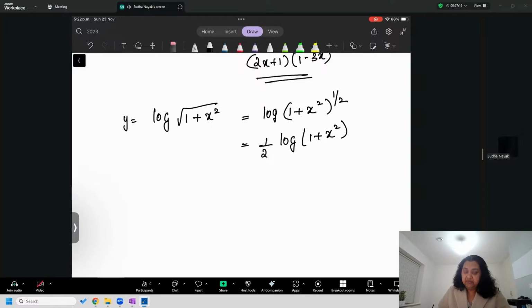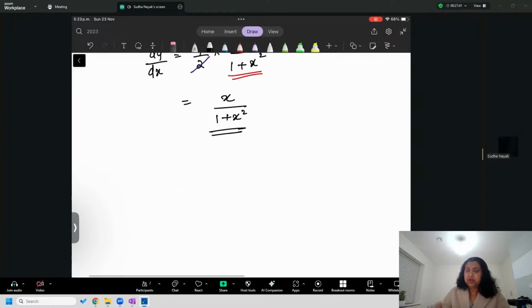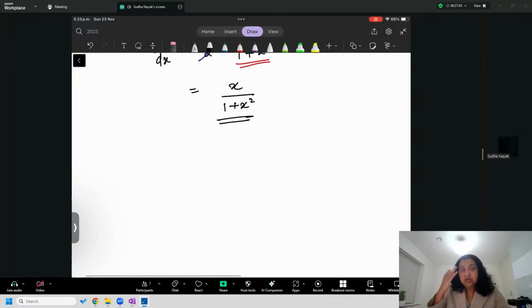And then you do dy by dx, which is equal to 1 over 2. Then the differentiation of log, that will be 1 by 1 plus x square. And then since it is chain rule, you have to differentiate the inside, that will be 2x. Now the 2 from the numerator and the 2 from the denominator can be cancelled, and then you will get x over 1 plus x square. This is a special case of logarithm. So this is with the logarithm.